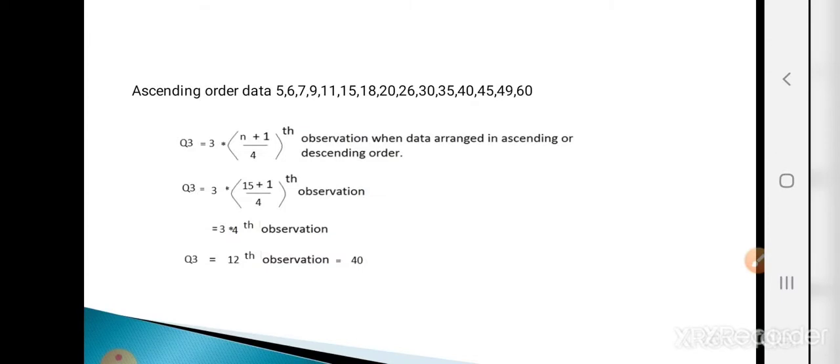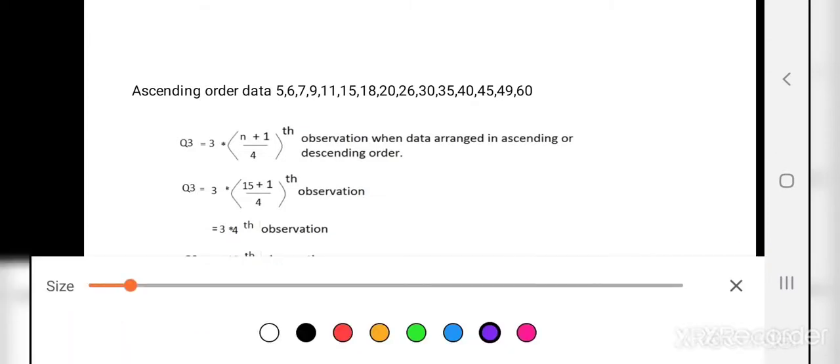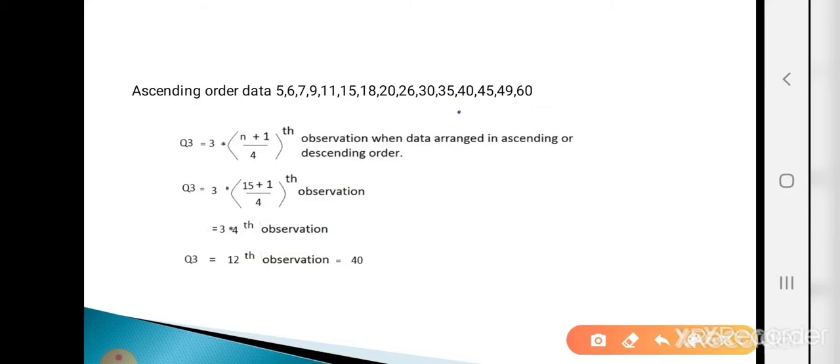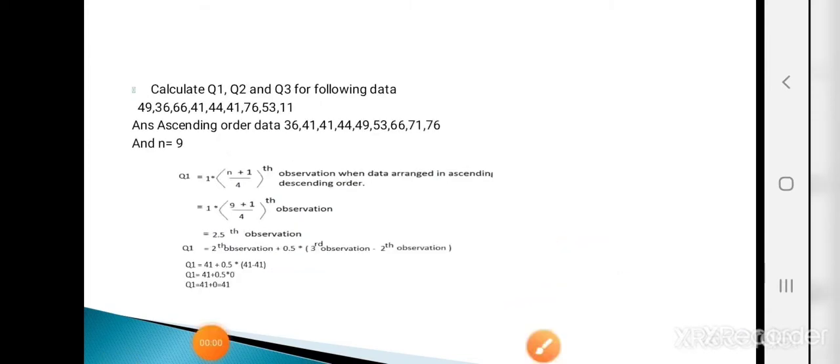So which one is the 12th observation here? The 12th observation value is 40. So our Q3 value is 40. So this is the method for calculating the quartiles for ungrouped data. Now see the next example. Calculate the quartiles, that is Q1, Q2, Q3 for the following data.